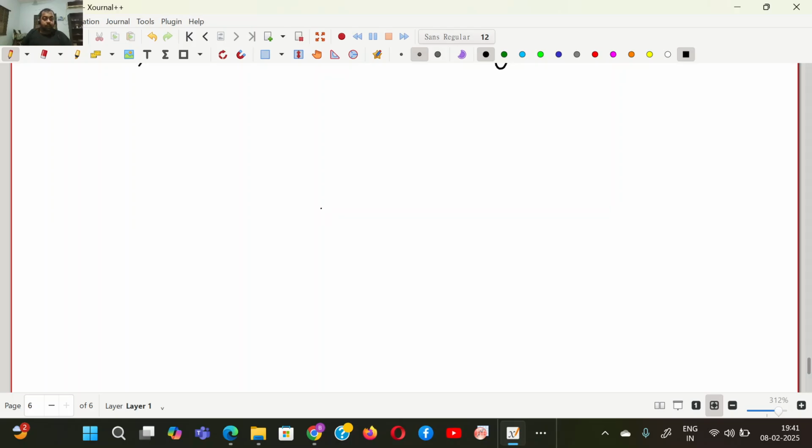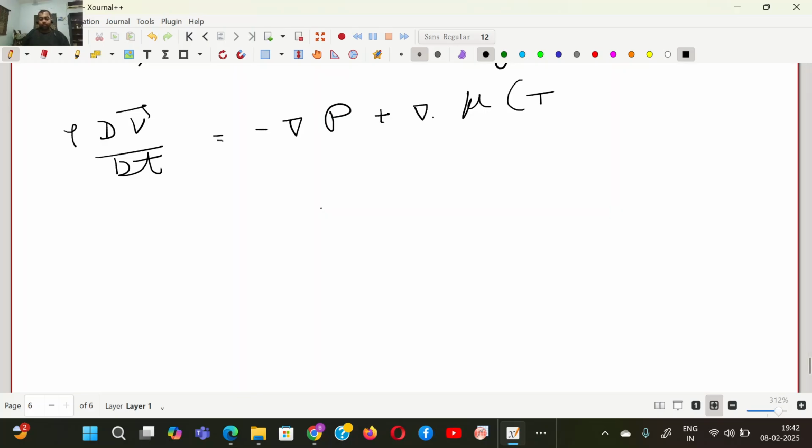So basically, rho dv by dt is equal to minus dynamic pressure plus del dot. Here mu is dependent on the rate of strain tensor. Obviously, we'll have the same. So it's a bit more complicated now. Just like in the case of the Navier-Stokes equation, it's not that easy to simplify.